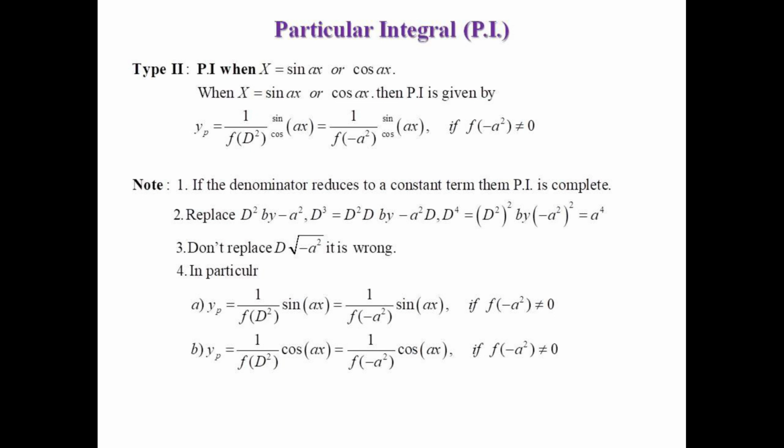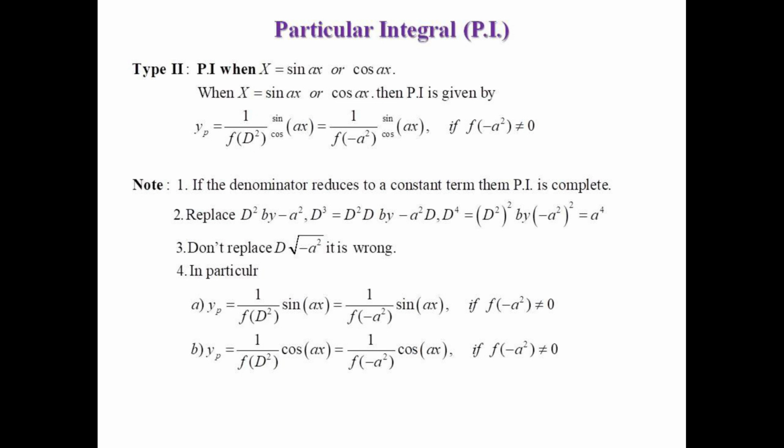If we try to simplify D raised to 4, then we get D square, its square. If we replace D square by minus a square, its square, we get the final answer as a raised to 4. So in this way we can replace D square by minus a square, but when we do so, it does not mean that we replace D by root of minus a square. That is the wrong method.